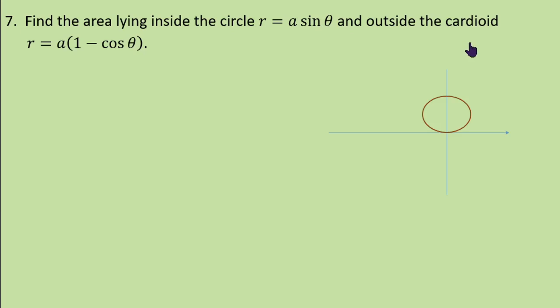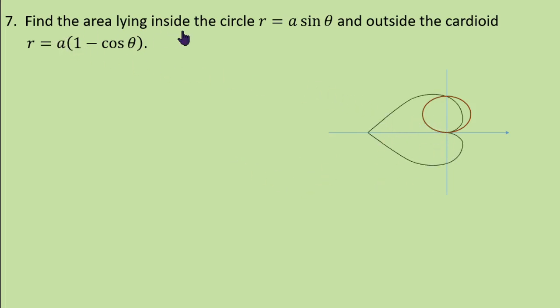Inside the circle and outside the cardioid. Here when theta is 0, r is 0. When theta is pi by 2, r is a. And when theta is pi, cos pi is minus 1, r becomes 2a. So 0 to a to 2a. So the cardioid faces left side. So this is the required cardioid.